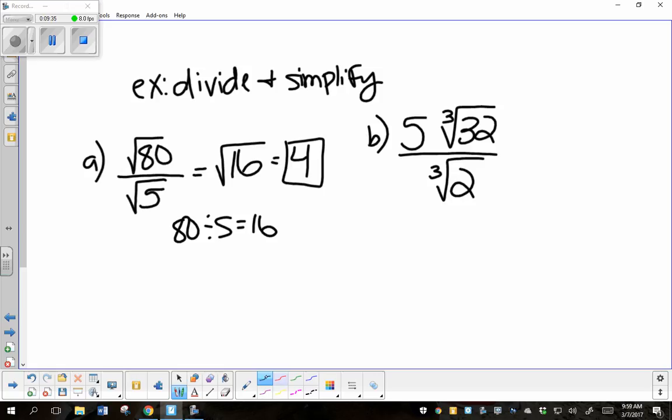So what we can do on this one is, since these are both cube roots, we can divide that into one cube root. Now, this would not work if there was a plus or minus between the 5 and that. Pluses and minuses always screw everything up. But this works. What's 32 divided by 2? 16. So this is 5 times the cube root of 16. And then I think we can simplify that.